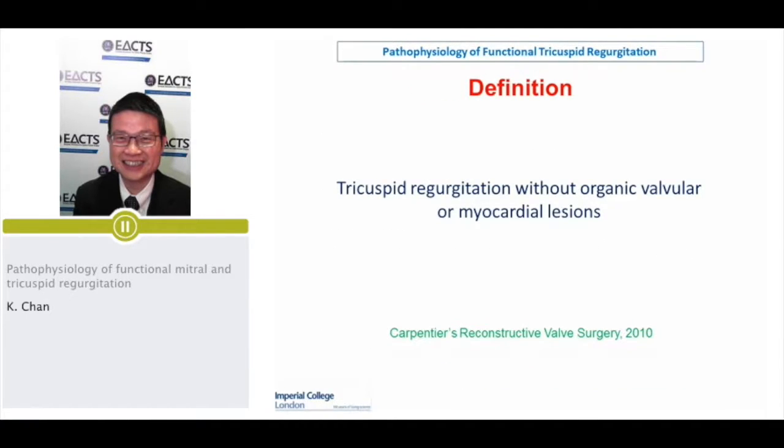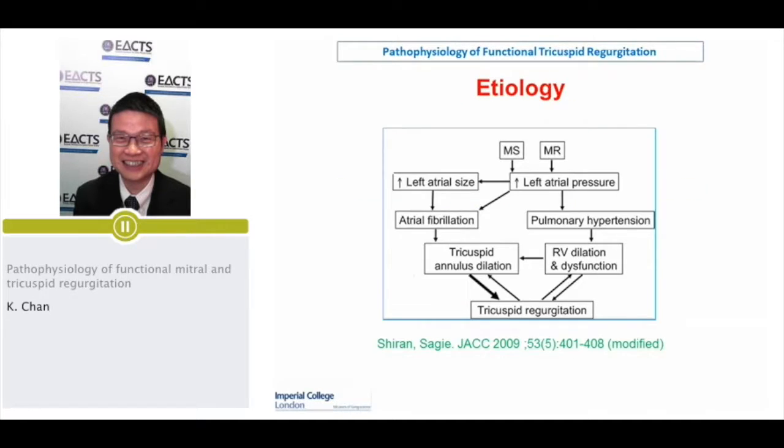Moving on to functional tricuspid regurgitation. Functional tricuspid regurgitation is, of course, tricuspid regurgitation without organic valvular or myocardial lesions, as defined by Professor Carpentier in his textbook. The most common cause of this is secondary to mitral regurgitation, which causes tricuspid annular dilatation, RV dilatation, and dysfunction.